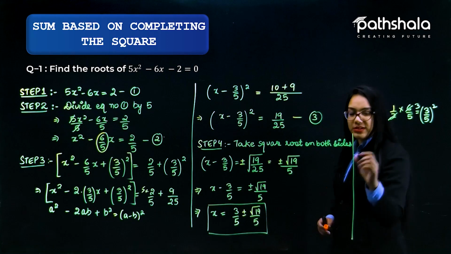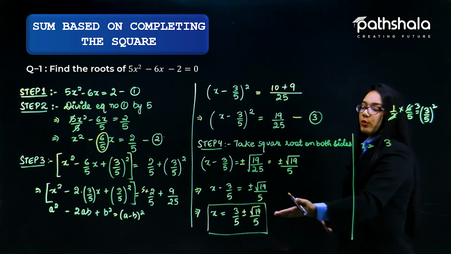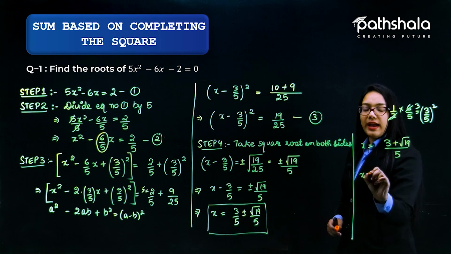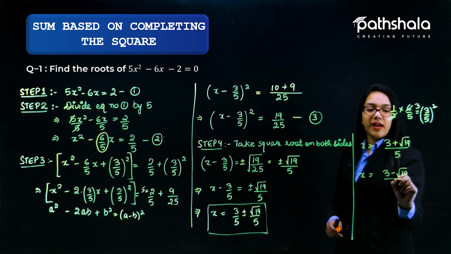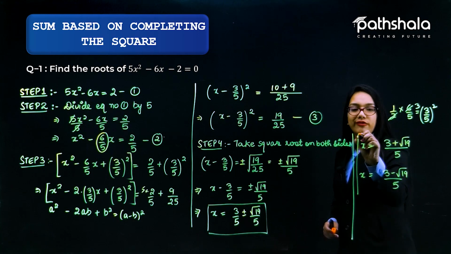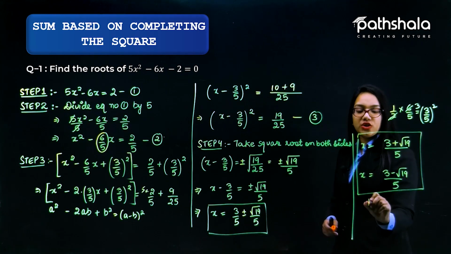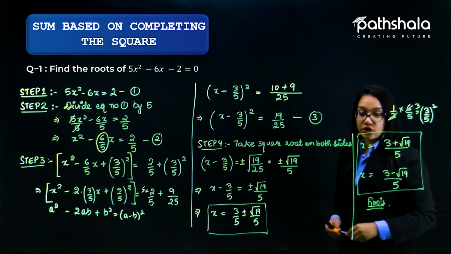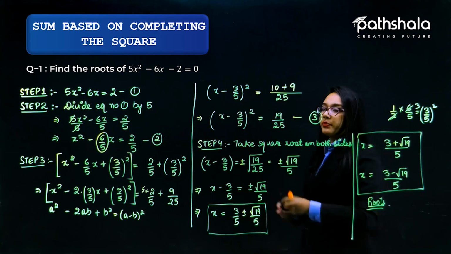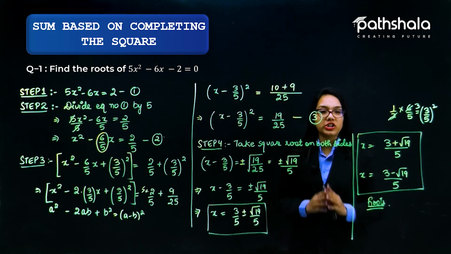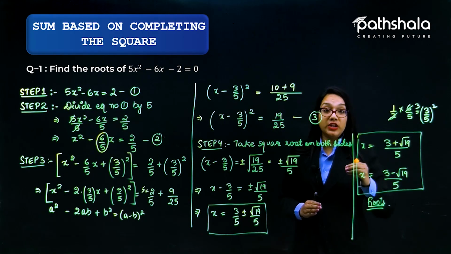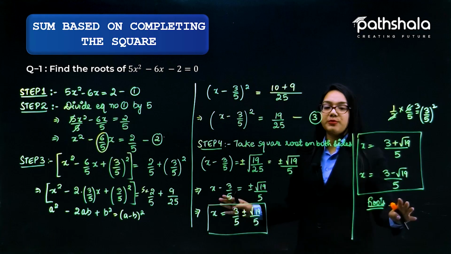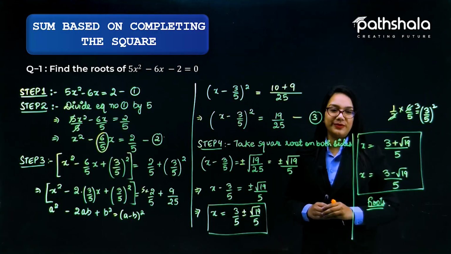From this value, we can say that x has two values depending upon the sign, and what are those? Taking the LCM, x can be 3 plus root 19 by 5, this is the very first root, and x can be 3 minus root 19 by 5. Depending upon the sign of root 19, we have these two as the roots of the given quadratic equation. So this is the whole algorithm or procedure used for completing the square of a quadratic equation. I hope all the steps related to this are clear to you.